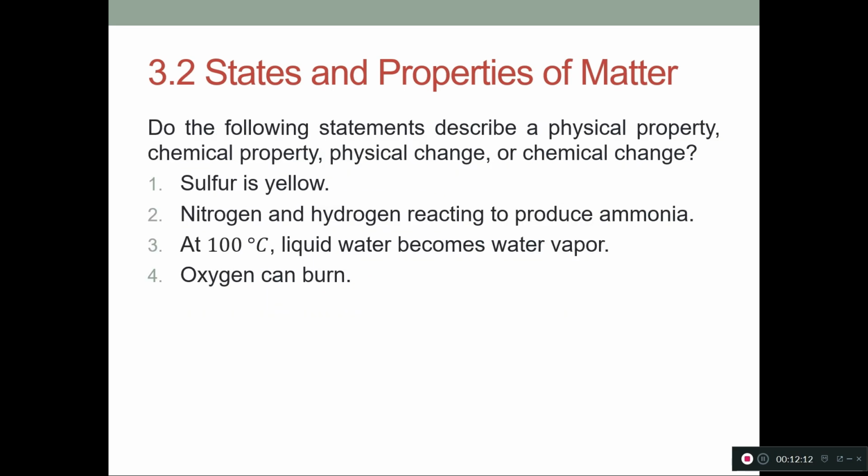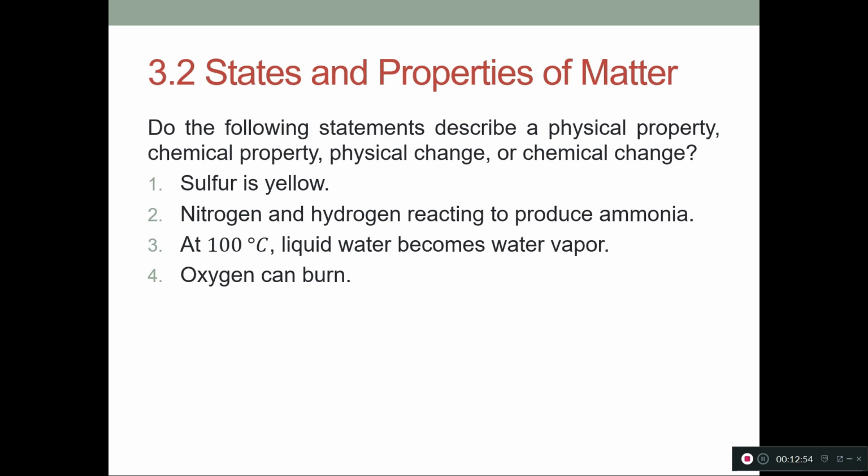And so for instance, if we look at something like this, and I encourage you to pause the video and try this on your own before listening to me go through it. But you might be given questions like this, and you want to say whether these are a physical property, chemical property, physical change, or a chemical change. So we have that sulfur is yellow. We have nitrogen and hydrogen reacting to produce ammonia, and at 100 degrees Celsius, liquid water becomes water vapor, and then number 4, oxygen can burn. So I will let you go through these on your own.